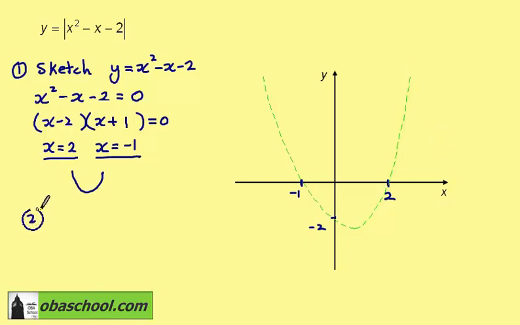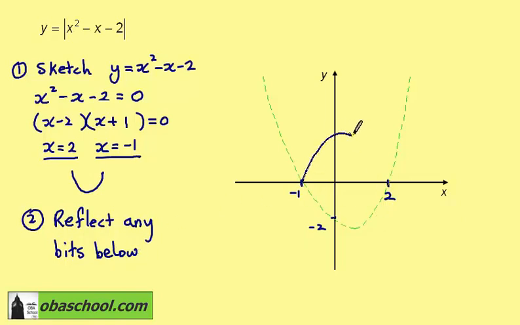And now we know to produce the modulus graph, we need to reflect any parts of this curve which are below the x-axis so that they are above the x-axis. So this portion will need to reflect up, and so we'll cut the y-axis at 2, and this portion and this portion are okay, so remain as per the original function.